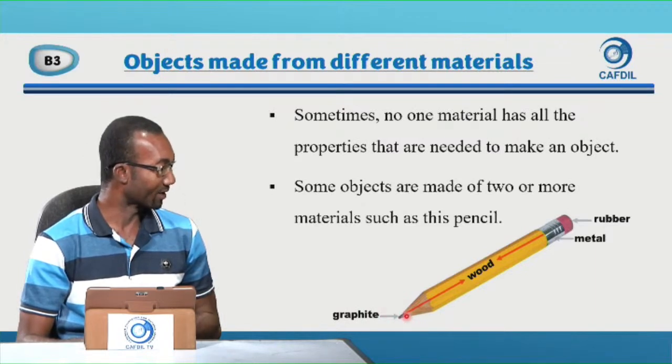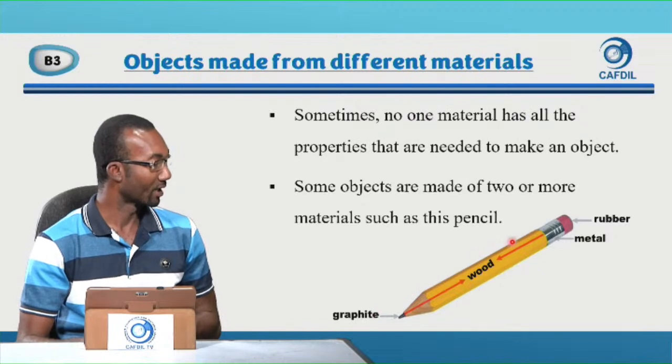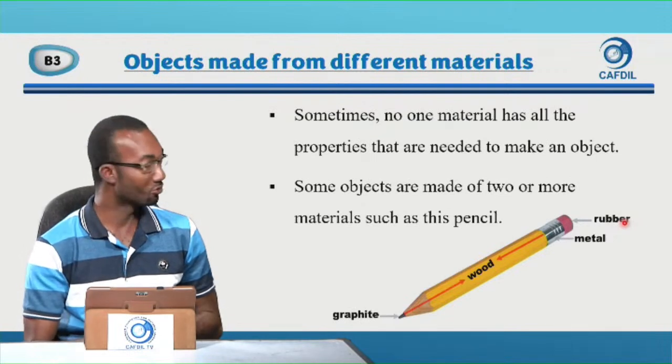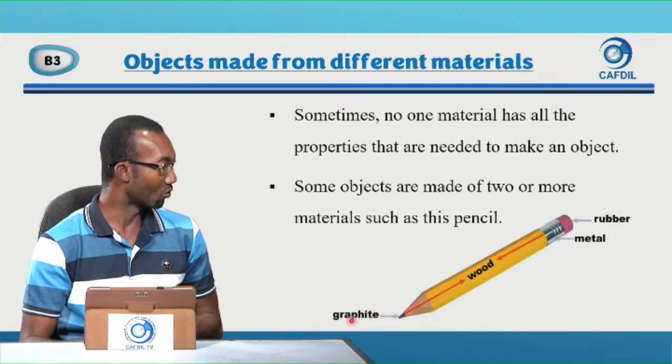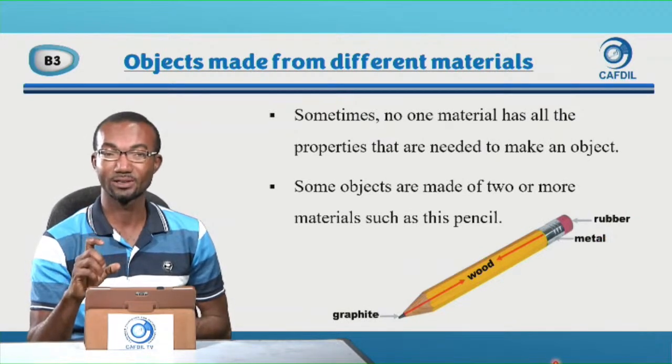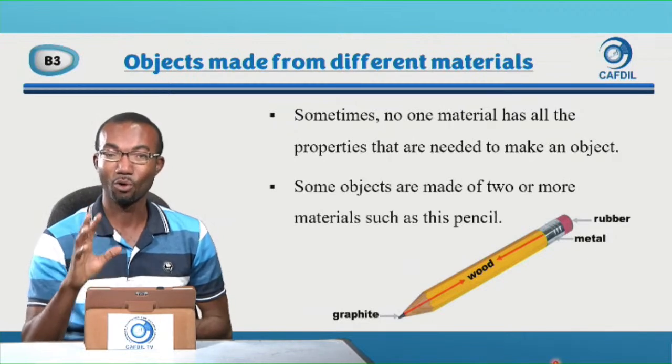Apart from this graphite, you see that the whole body of the pencil, the yellow part, is made of wood. So right now we have two materials here, graphite and wood. If you come to this part, this is made of metal, and this metal fastens the wood to the eraser, also made of rubber. So this small pencil that you use to write or draw at school is made up of how many? 1, 2, 3, 4 materials. So this small pencil is made of four materials.